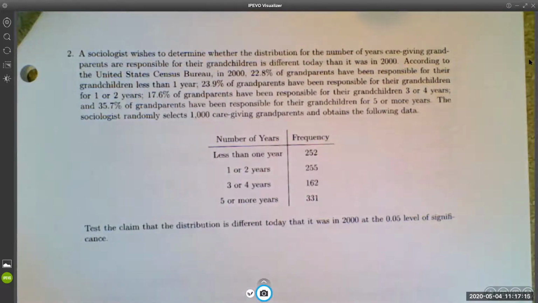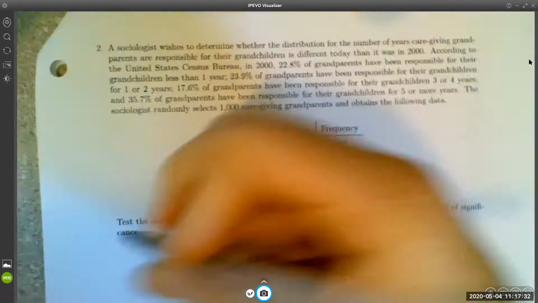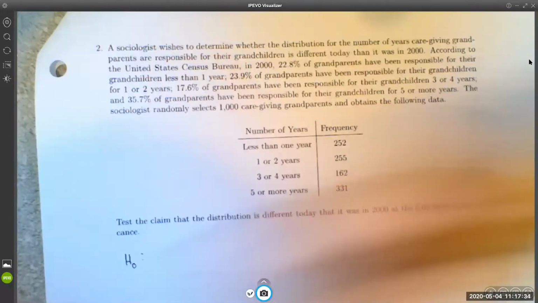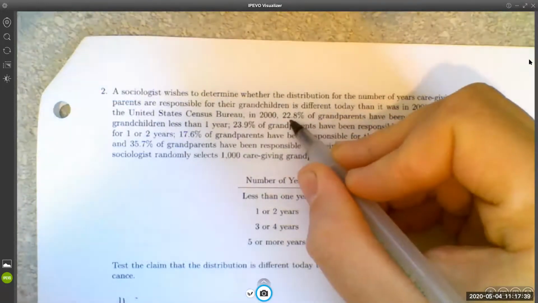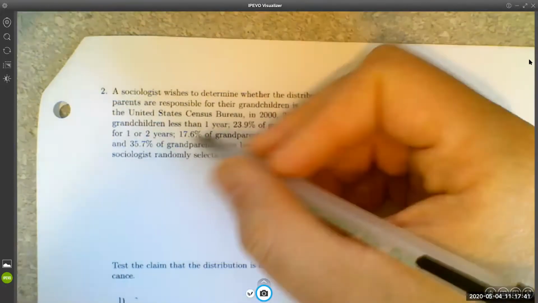So we want to test the claim that the distribution is different today than it was in 2000. Well, the null hypothesis is that the distribution is not different today than it was in 2000. The null hypothesis is that it's the same today as it was in 2000. Well, what was the distribution in 2000? The distribution in 2000 was that 22.8% had been responsible for less than a year.